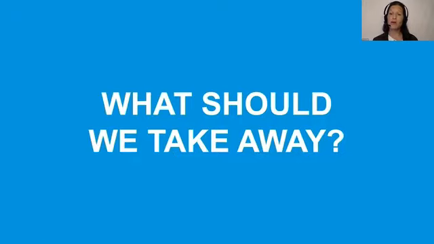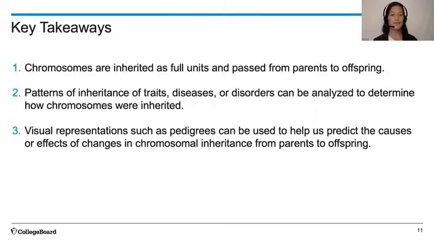So our big takeaways from this video are that chromosomes are inherited as full units and passed from parents to offspring. The pattern of inheritance of traits, diseases, or disorders can be analyzed to determine how these chromosomes were inherited. And visual representations such as pedigrees can be used to help us predict the causes or effects of changes in chromosomal inheritance from parents to offspring.